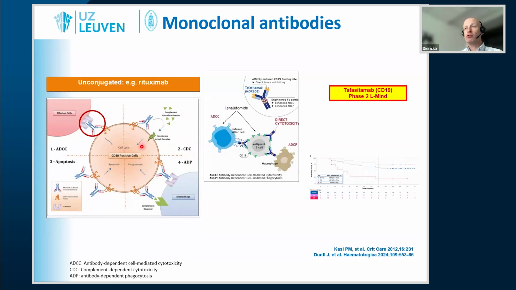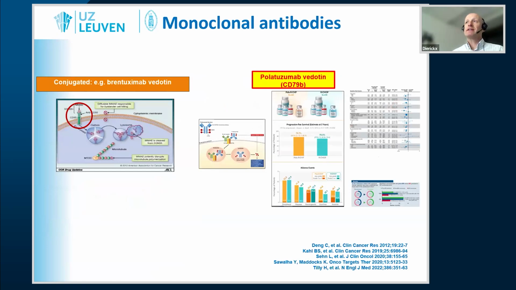Rituximab is the most well-known example, but you also have, for example, now tafasitamab, which is an engineered CD19 monoclonal antibody, which is now also used in the treatment of diffuse large B-cell lymphoma. You can conjugate the antibody with a chemotherapy, for example, brentuximab vedotin. So brentuximab is an anti-CD30 monoclonal antibody. You bind it with a chemotherapy. The monoclonal antibody binds to CD30 on the surface, and the whole complex is internalized, and there the chemotherapy is released and will kill the cell.